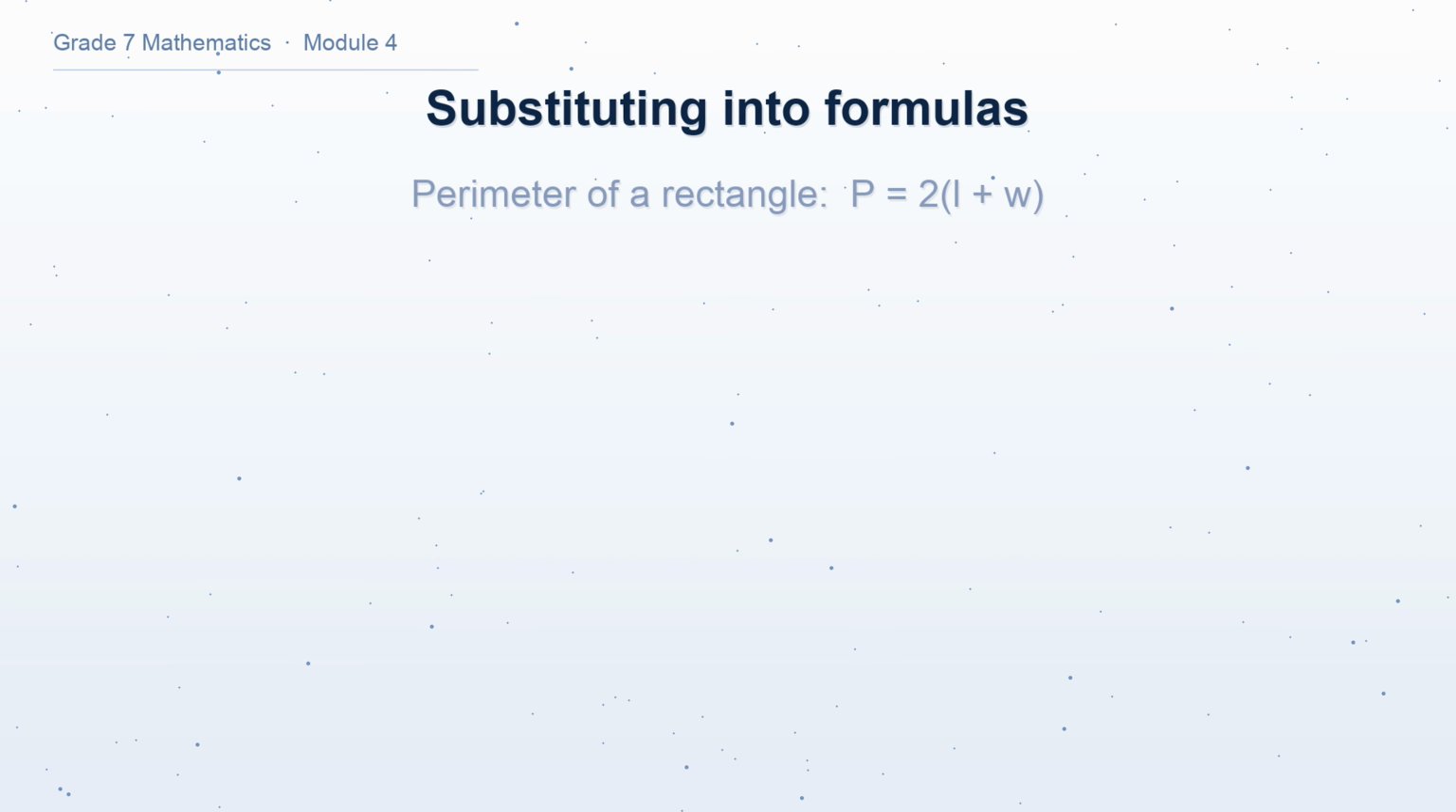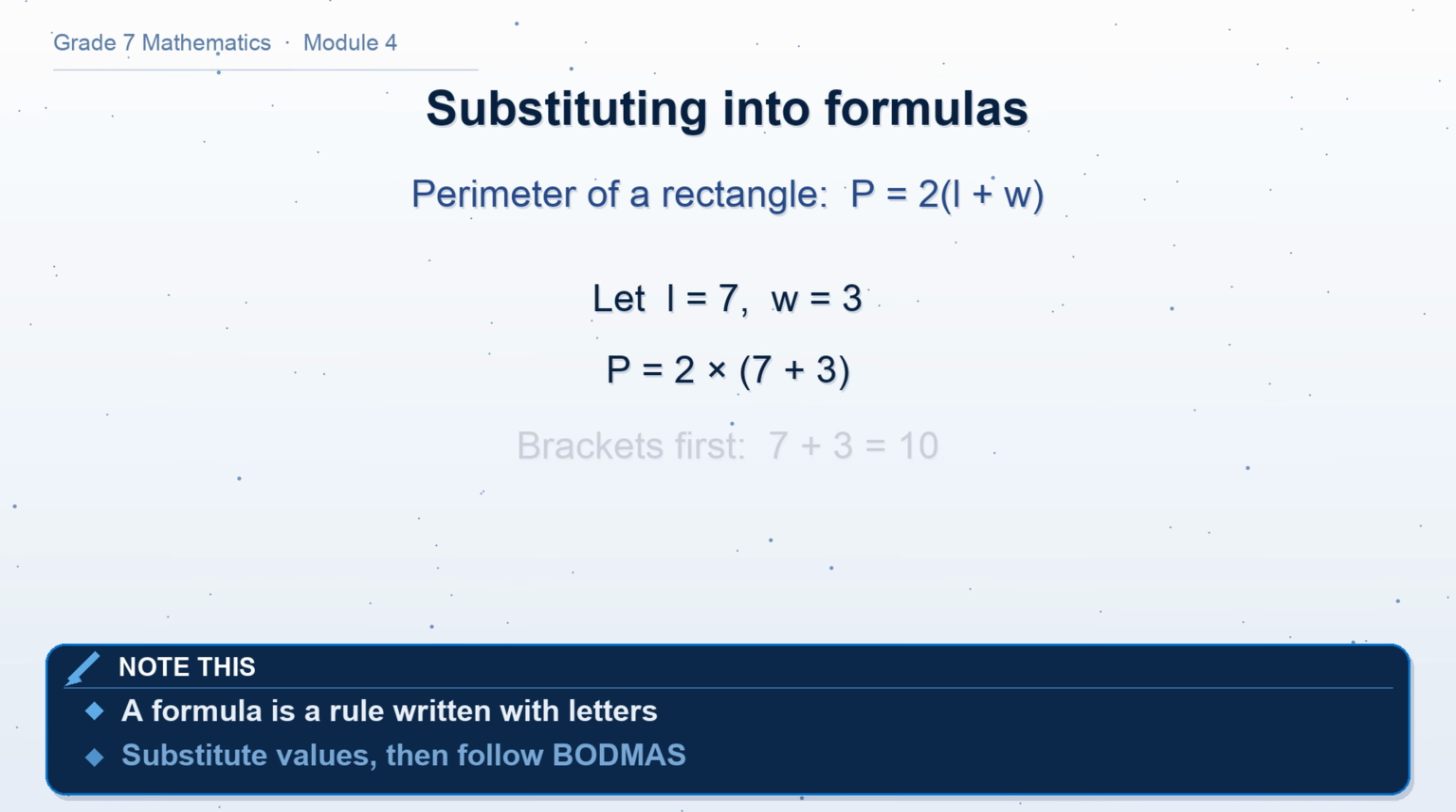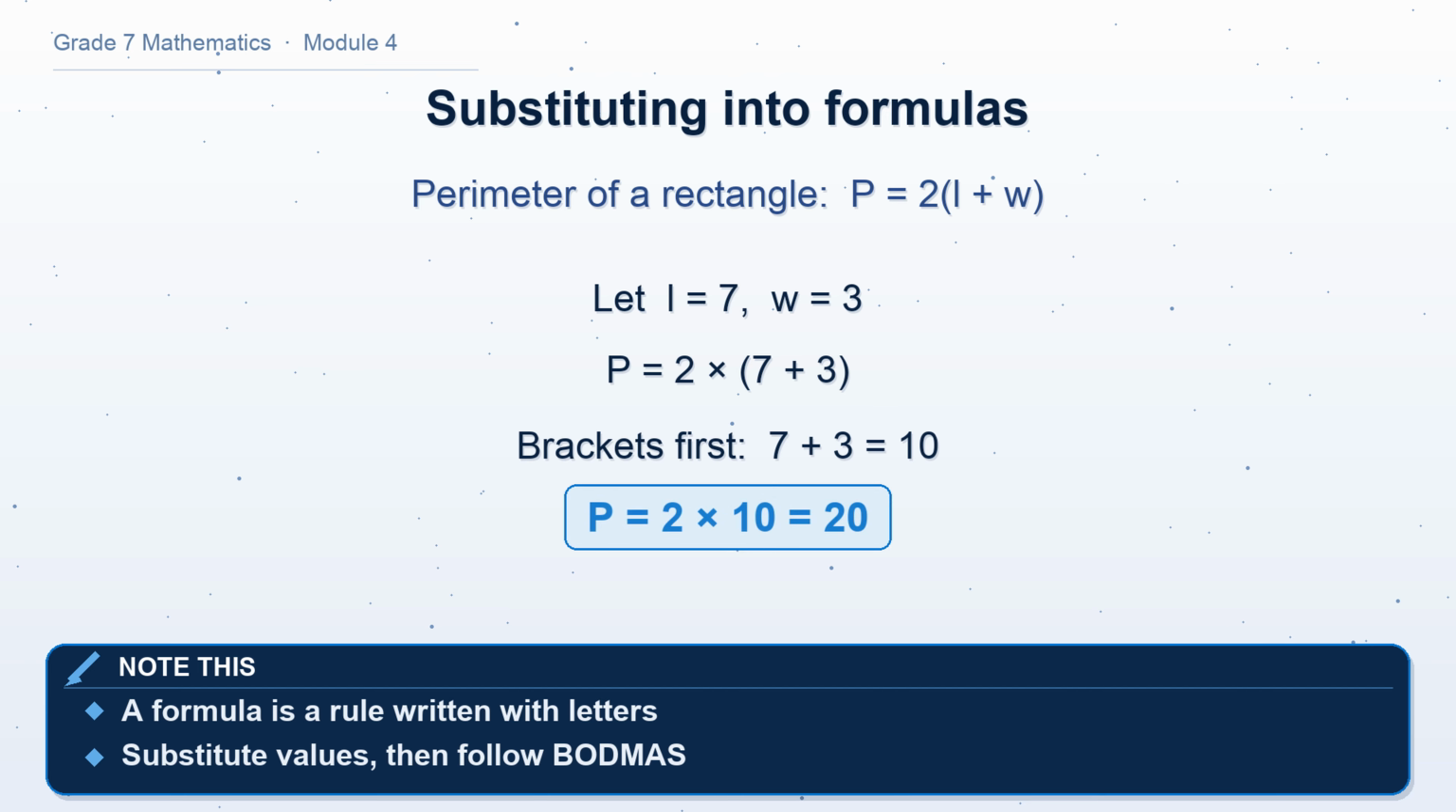Formulas are expressions we use again and again. The perimeter of a rectangle is 2 times the quantity length plus width. Let the length be 7 and the width be 3. We substitute these values, giving 2 times the quantity 7 plus 3. Brackets first, 7 plus 3 is 10. Then 2 times 10 is 20. So the perimeter is 20. The same formula works for any rectangle, whatever its length and width.